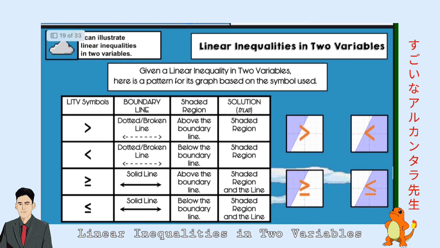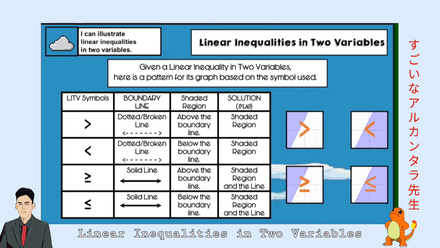here is the situation. When you're given a linear inequality or linear inequalities in two variables, you have the symbols greater than, the boundary line is dotted or broken, the shaded region is above, and the solution or the true answers are only the shaded region. Same with less than, but the boundary line is still broken, and the shaded region now could be found below.